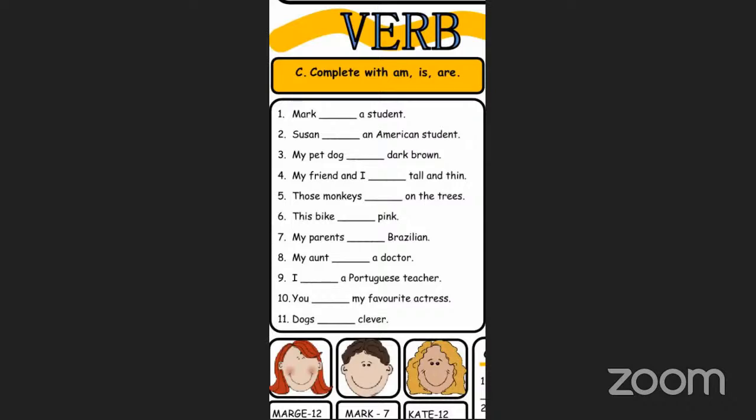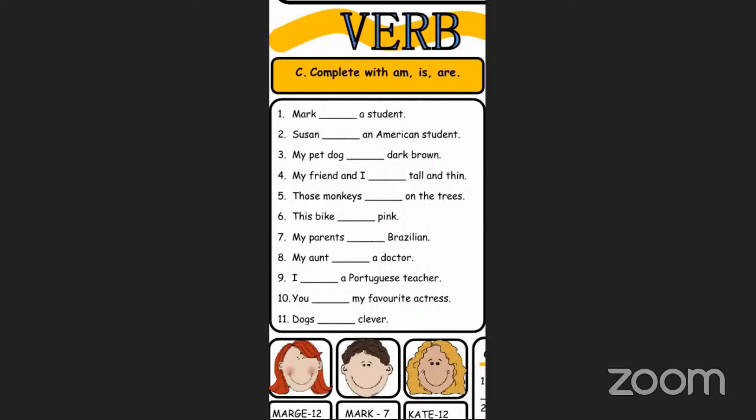Then number 10, you are my favorite actress. Actress, right? Then number 11, dogs. In plural form, dogs are clever. Right, my dear children, I think now you have got the answers.